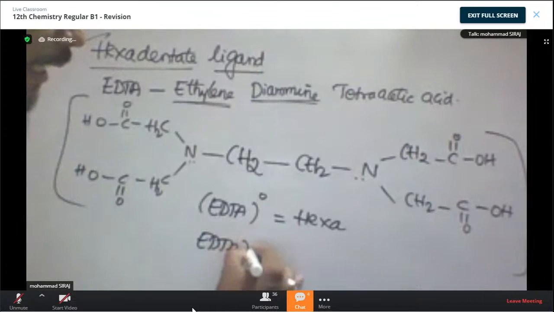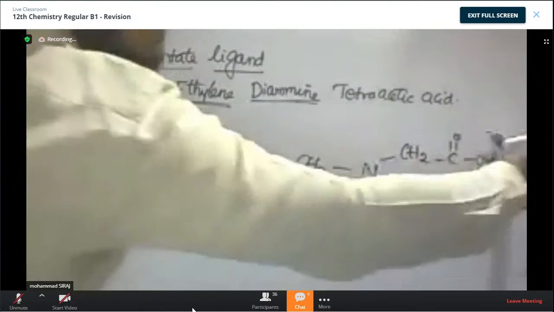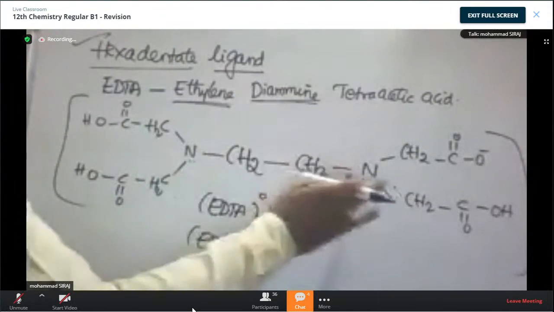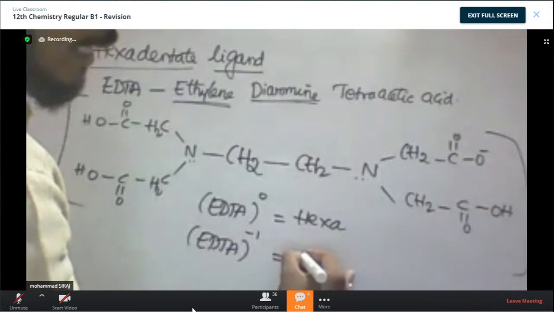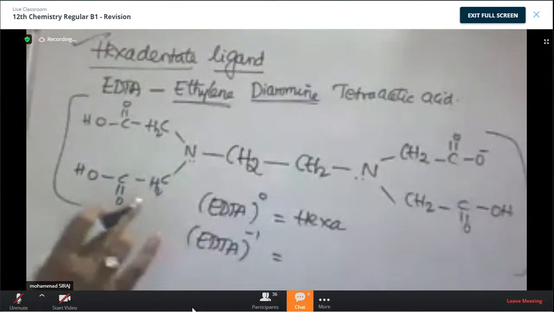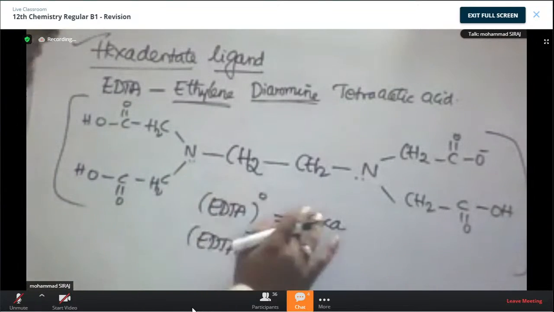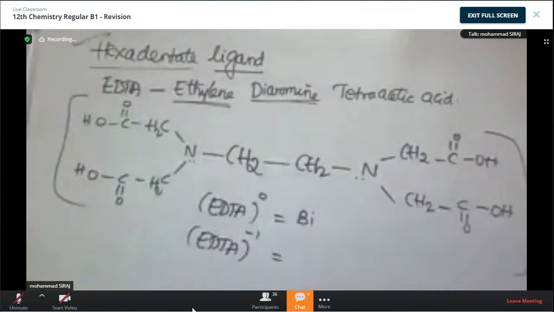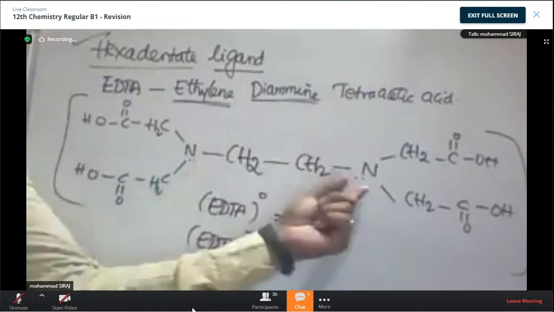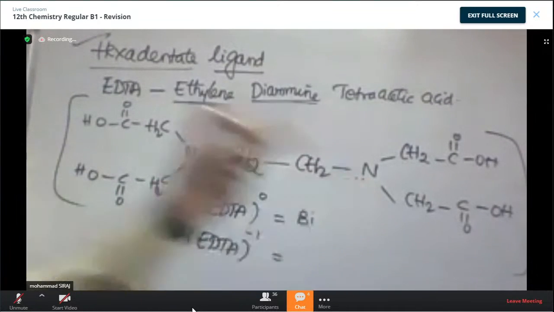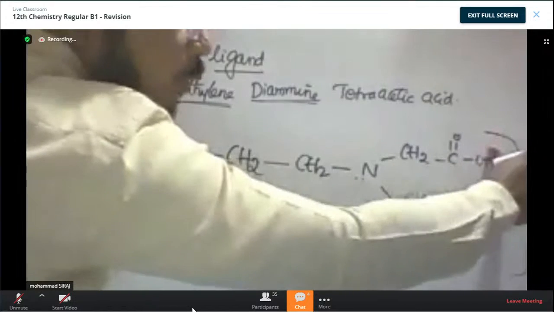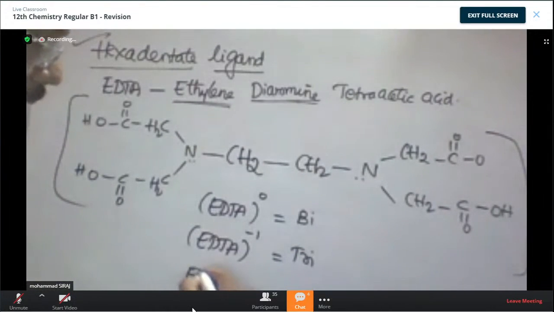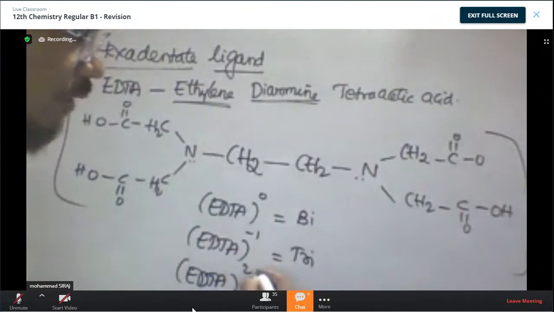If I am taking EDTA minus 1, I am removing one hydrogen and putting one negative charge. These two are the donor atoms, this is one donor atom. Just a minute, wait. EDTA 0 means it is a bidentate ligand. Why? How many donor atoms are present? This is one donor atom and this is one donor atom. If I am putting minus 1, I am removing this one, so it acts as a tridentate.